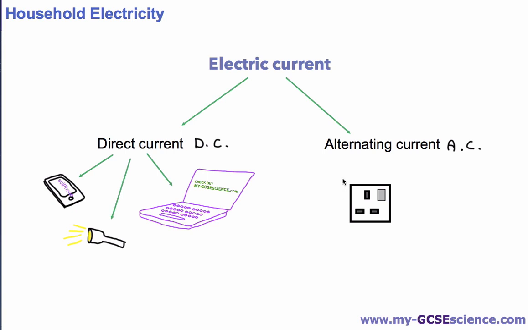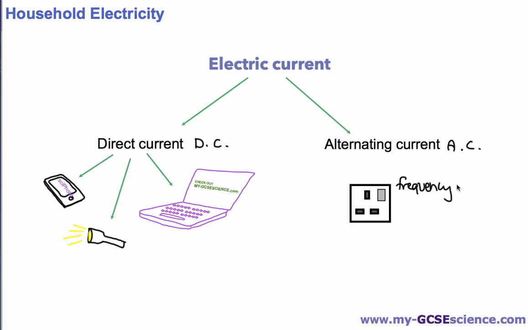Alternating current, on the other hand, is the kind of current that is supplied by the main socket in your house. An alternating current is one that repeatedly reverses direction. So that means it flows one way and then the opposite way in cycles. And the number of cycles that we have per second is called the frequency.